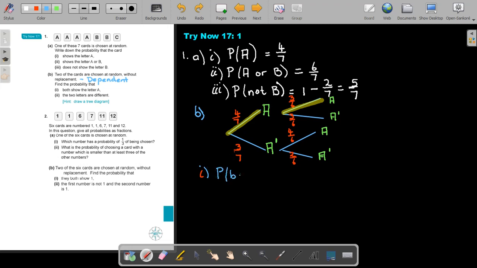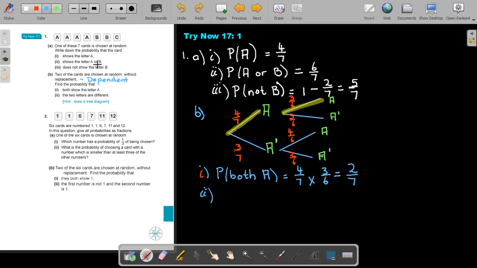Probability both A. And that is going to be 4 out of 7 multiply 3 over 6. And that is going to give you an answer of 2 out of 7. You can just press it on your calculator. Okay. Now, the second one.